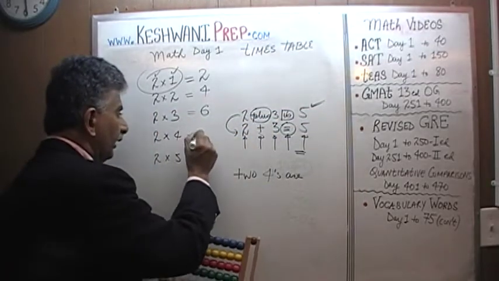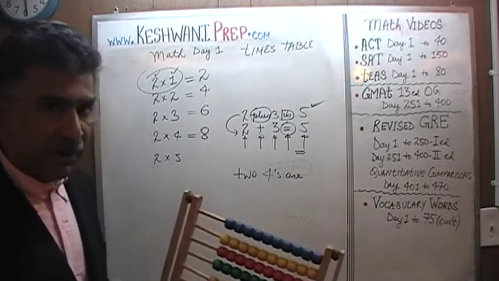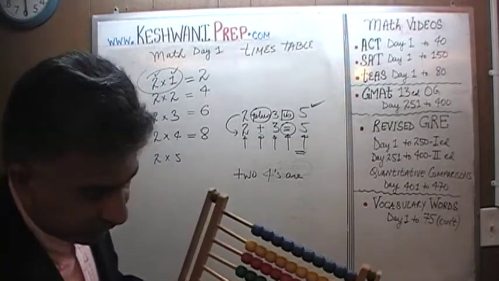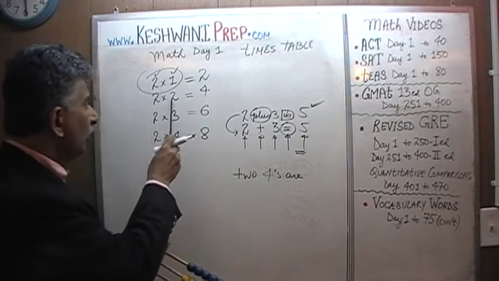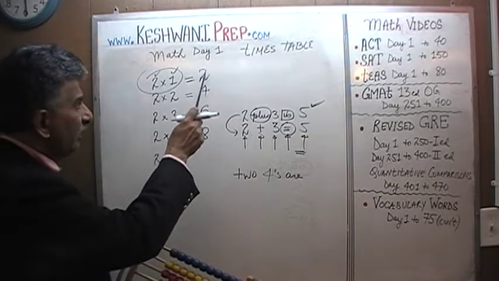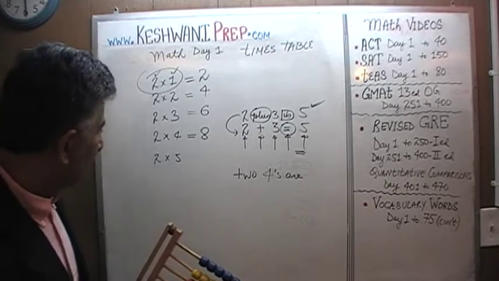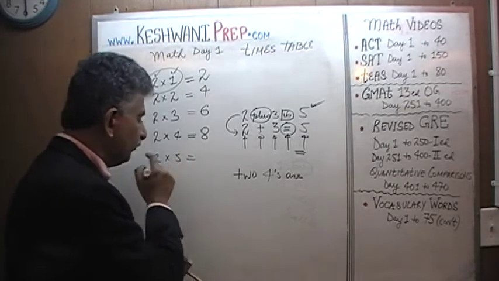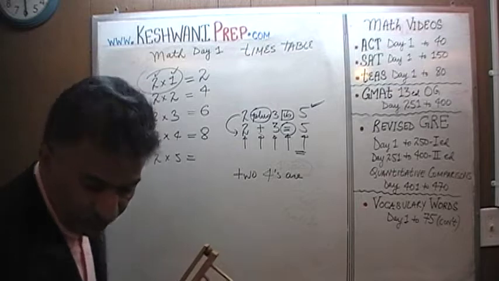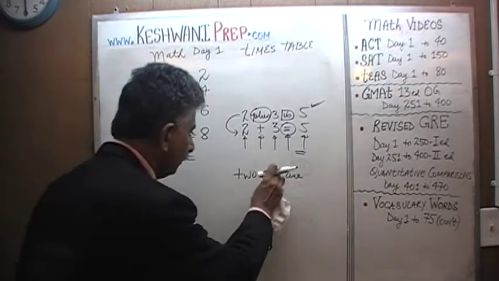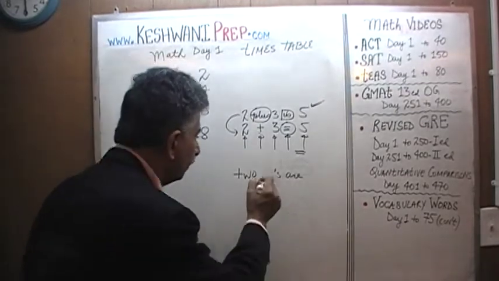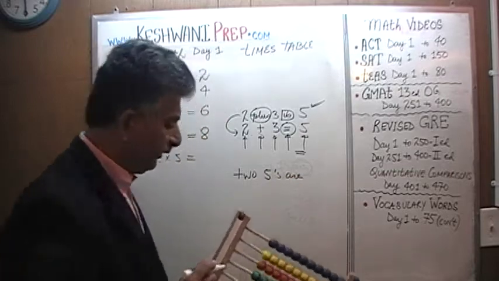Two fours are 8. Do you see a pattern here? Each time we have one more two than before, it goes up by 2, of course. 2, 4, 6, 8. It goes up by 2. Can you guess what the next one is going to be? If you have two fives, two fives are, well, let's find out, shall we?